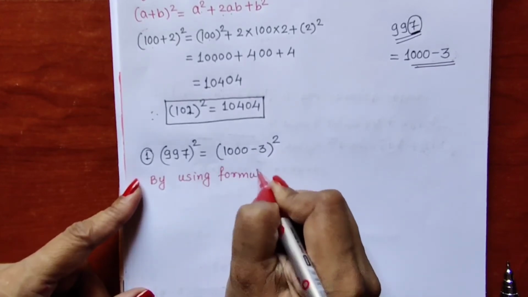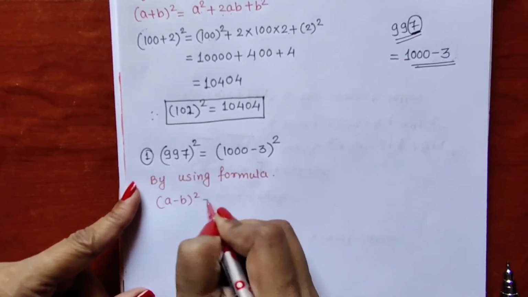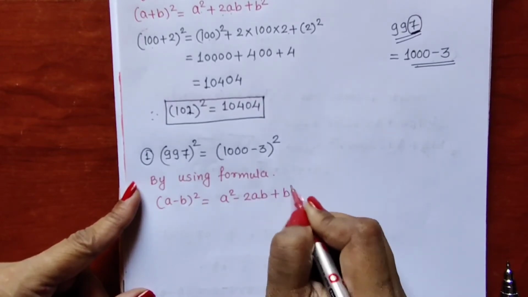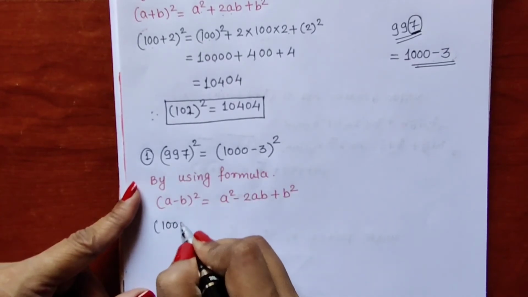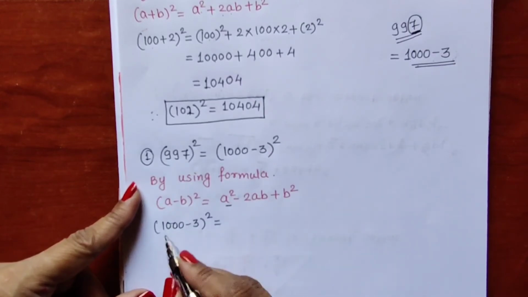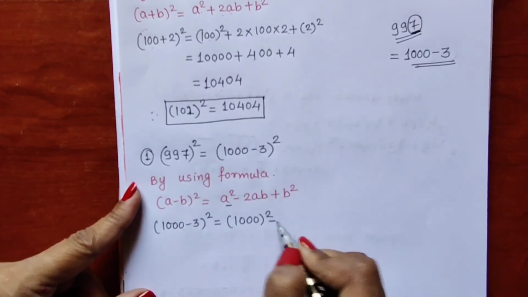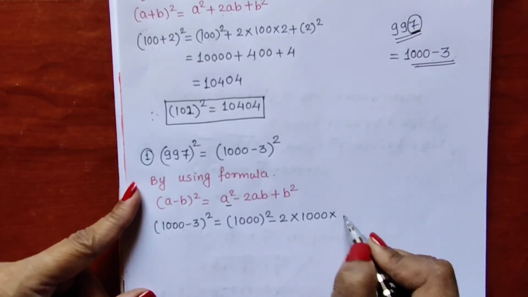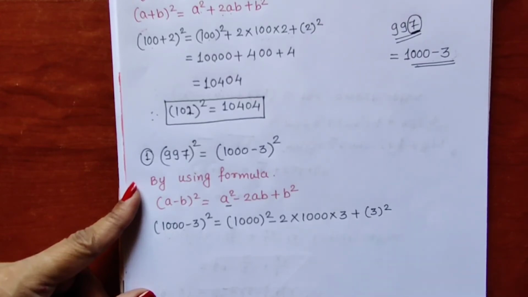Now which formula do we have to use? As we have written minus, we have to use the (a minus b) whole square formula. So it will be a square minus 2ab plus b square. Now we will apply the formula. (1000 minus 3) square is equal to first term square; a is our first term, 1000, so 1000 square minus 2 multiplied by a, which is 1000, multiplied by b, which is 3, plus b square, means 3 square, our second term is 3.